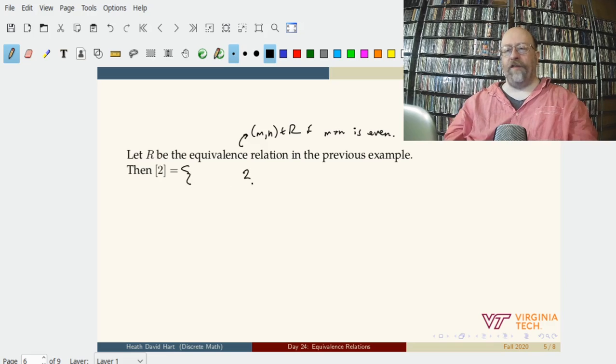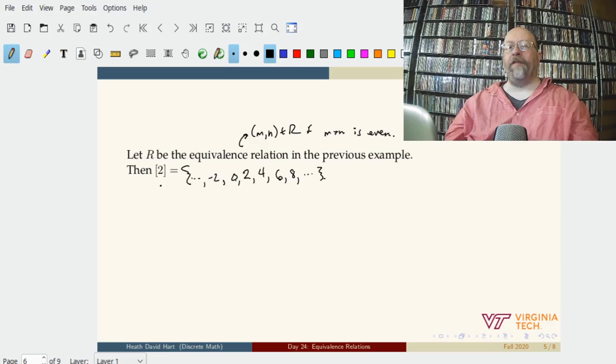It contains 2 because 2 plus 2 is even. It doesn't contain 3 because 2 plus 3 is not even. But it contains 4. It doesn't contain 5. It contains 6. It contains 8. Going backwards, it contains 0, because 2 plus 0 is even. 2 plus negative 2 is even. 2 plus negative 4 is even. 2 plus 10 is even.